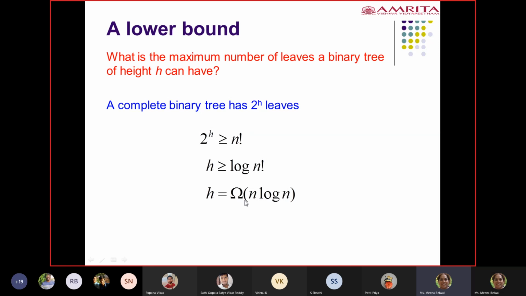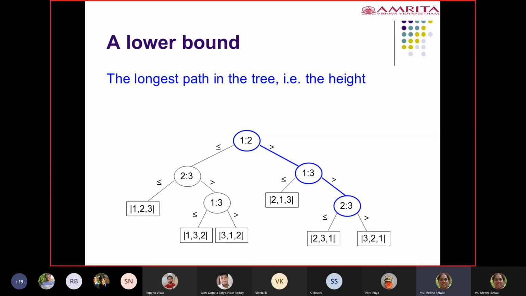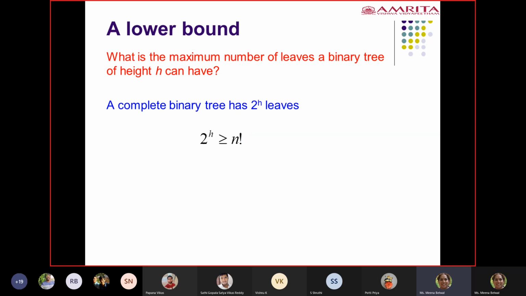Why? Because we know that in case of a decision tree model, the maximum number of comparisons, the longest path in the tree, is going to be the height, right? The longest path in the tree is going to be the height. So what is my height? The height that we are getting, if you put it in these forms, is greater than or equal to n log n.